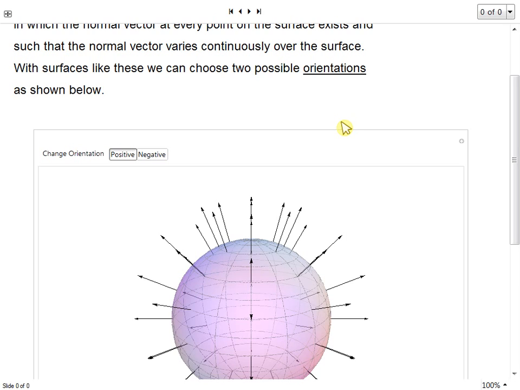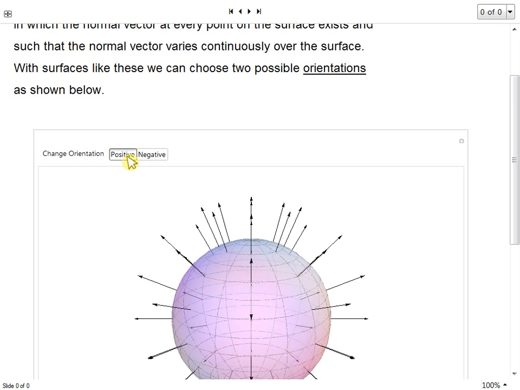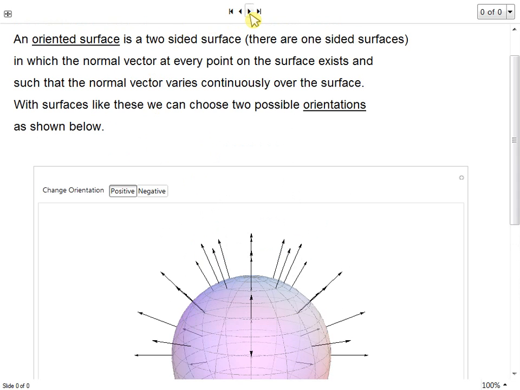Partial with respect to U, partial with respect to V gives us two tangents. If we cross those, we can get a normal vector, can't we? If the normal vector points out away from the surface, if it's a closed surface, that's the positive direction. The other way is negative, right? It's just whatever that normal is multiplied by -1, you get the same vector pointing in the opposite direction. So that's negative orientation, that's positive orientation, okay?